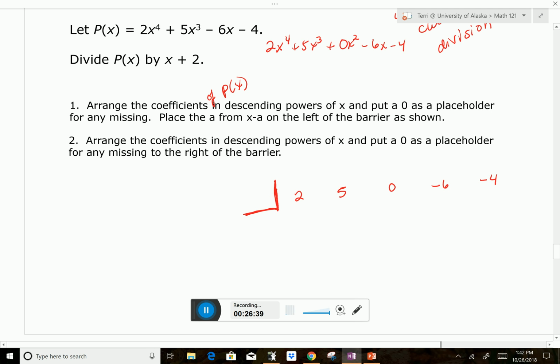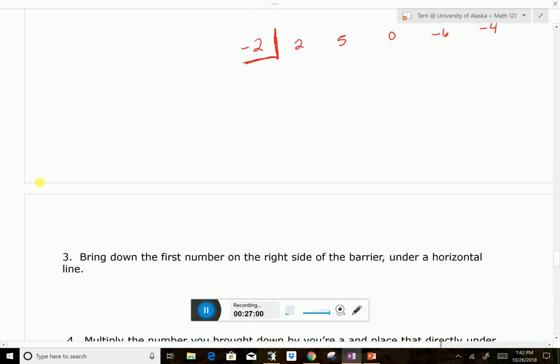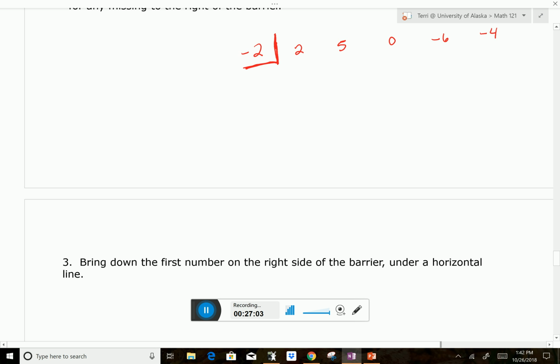And then place the a from x minus a. Well, this is x minus negative 2, so a is negative 2. This is the first step. Now, my next step, step 3: bring down the first number on the right side of the barrier under the horizontal line. I put a horizontal line, I forgot that. So bring down this number right here under the horizontal line.